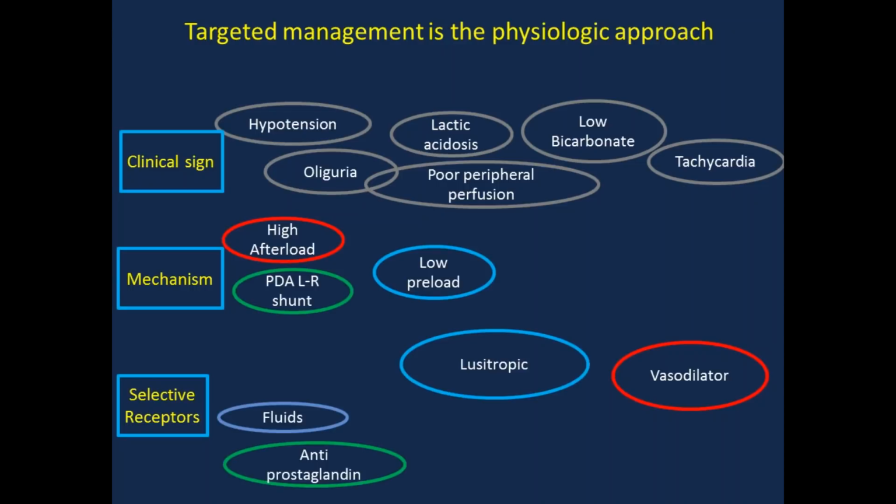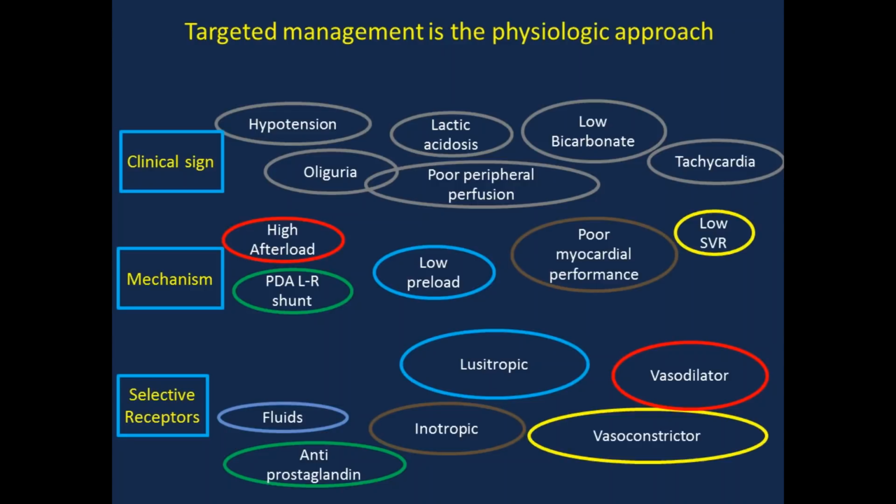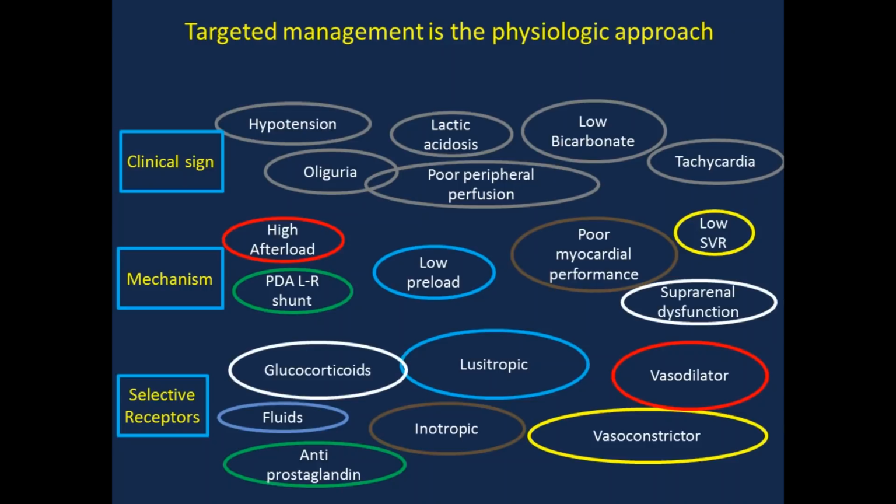Or you have PDA, left to right shunt, then you have to treat it. You have to give anti-prostaglandin. Poor myocardial performance, you have to target your management to inotropic support. By having the clinical signs, you cannot get any clear idea about these mechanisms. If you have low systemic vascular resistance, then you have to target your management by giving vasoconstrictor.